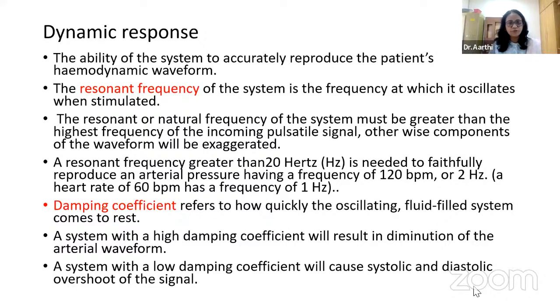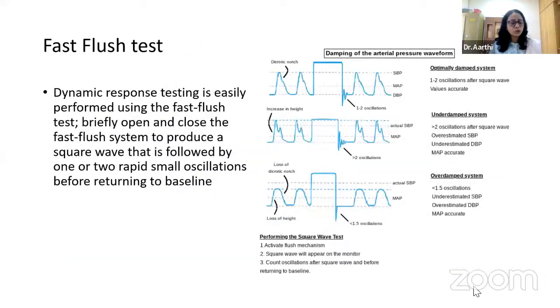So what is the damping coefficient? The damping coefficient refers to how quickly this oscillating arterial fluid-filled system comes to rest. A system with a high damping coefficient will diminish the arterial waveforms, and a system with a low damping coefficient will exaggerate the signals. We assess the dynamic response of an arterial system using a fast flush test, which is to briefly open the fast flush system to produce a square waveform. You can see the diagram there.